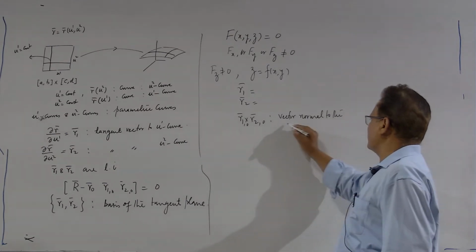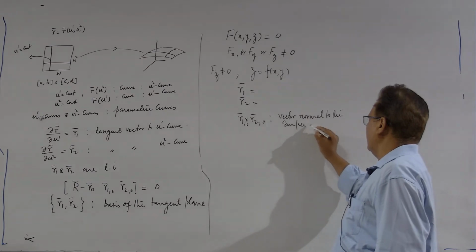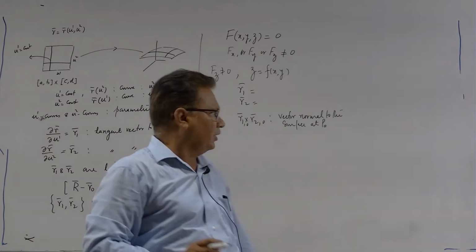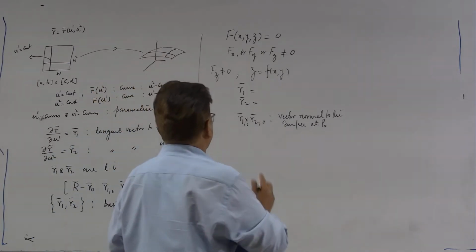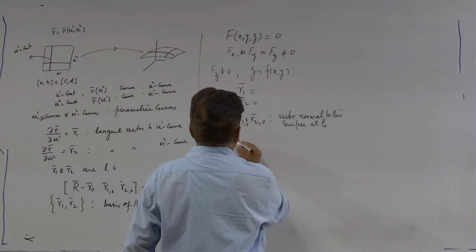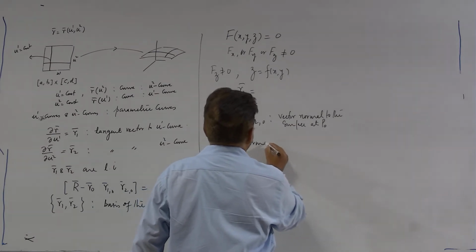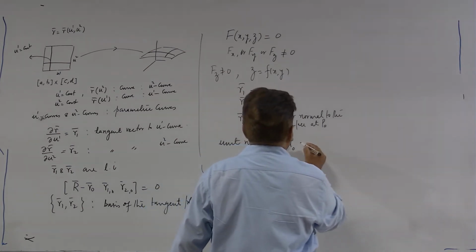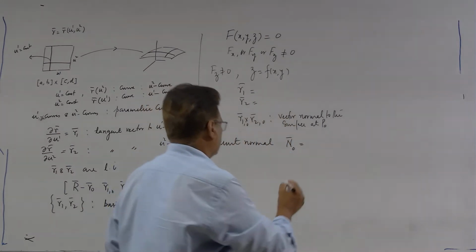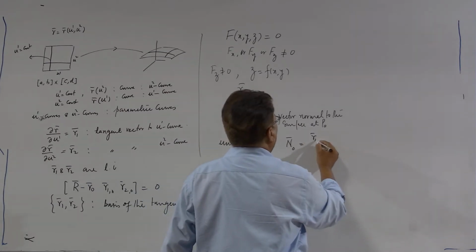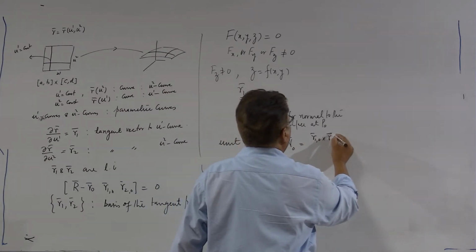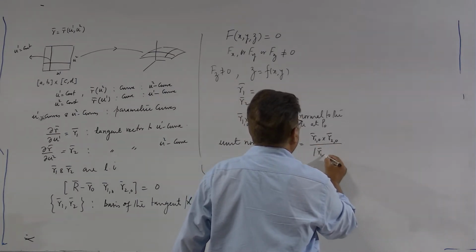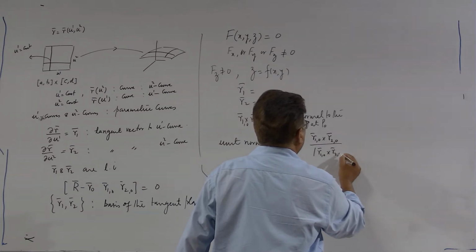Normal to the surface at the point P0. P0 is r(S0). If you want to find a unit normal, we denote the unit normal by the symbol n. At a point P0, I will denote it by n0. So, this will be r1 at 0 cross r2 at 0 upon modulus of r1 at 0 cross r2 at 0.